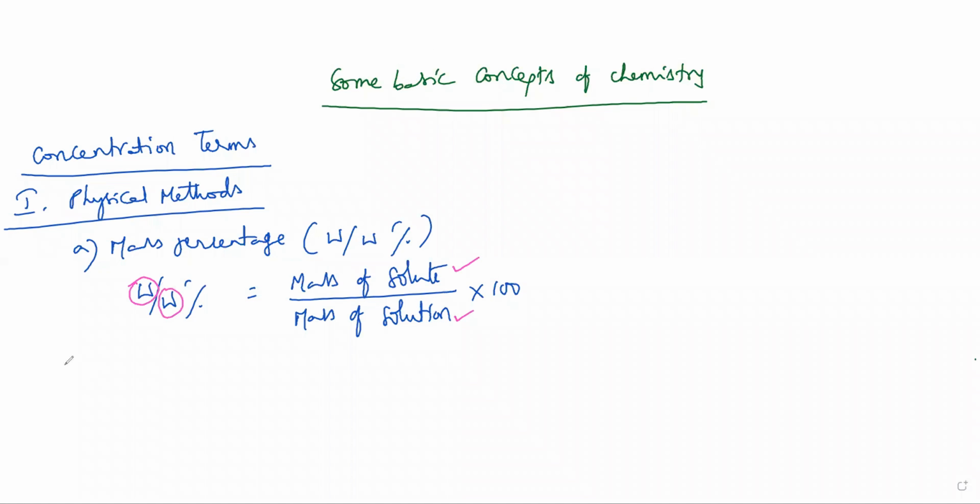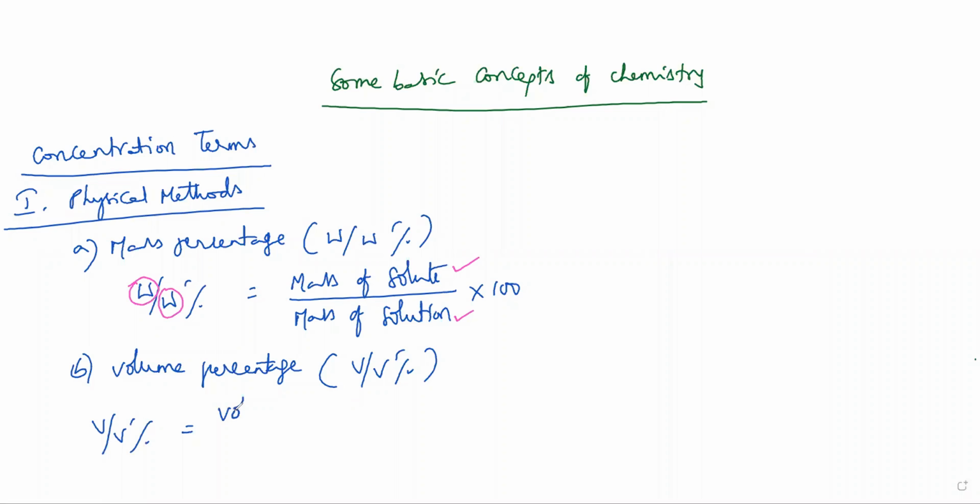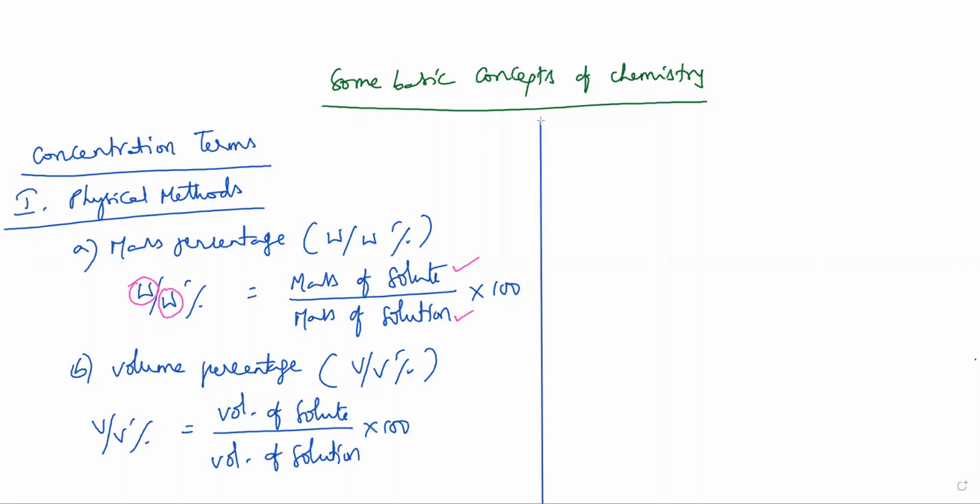Next one, volume percentage. Volume percentage is V by V. So what will be the formula for this? Numerator represents a solute. So this is a volume of solute by volume of solution into 100. So like that, you can remember it easily.